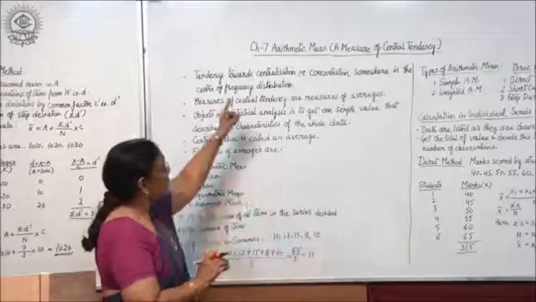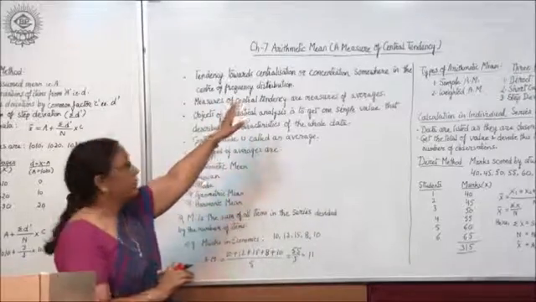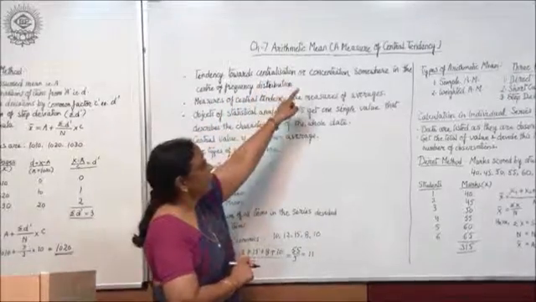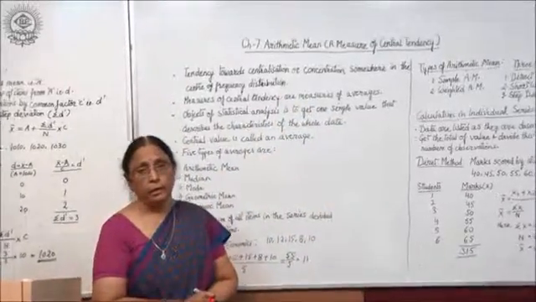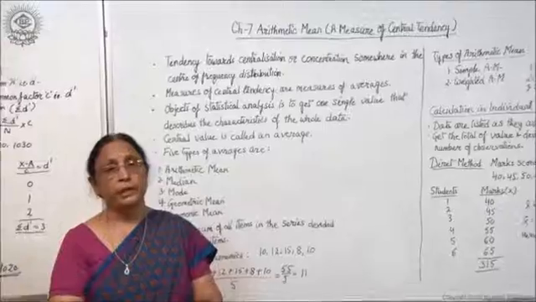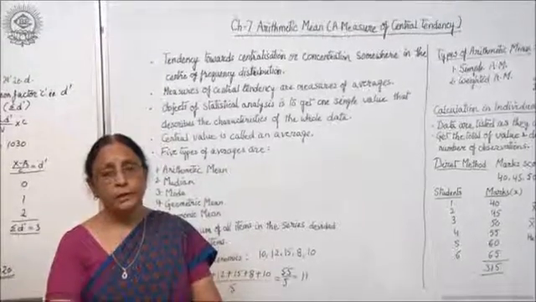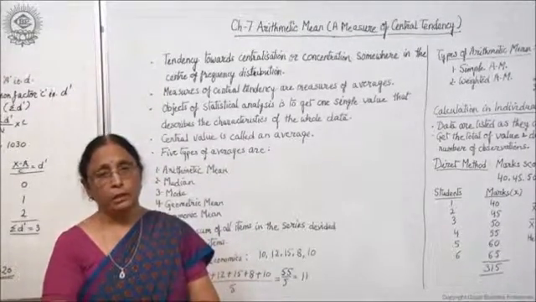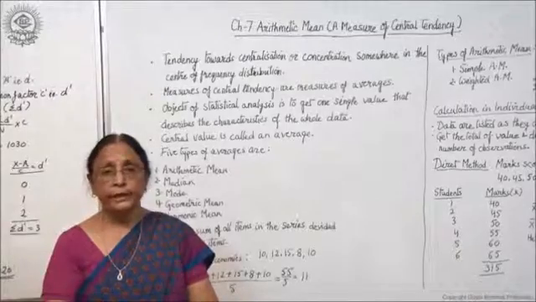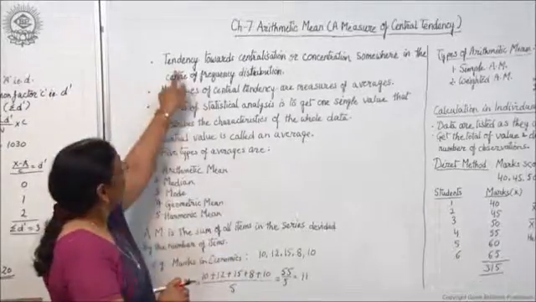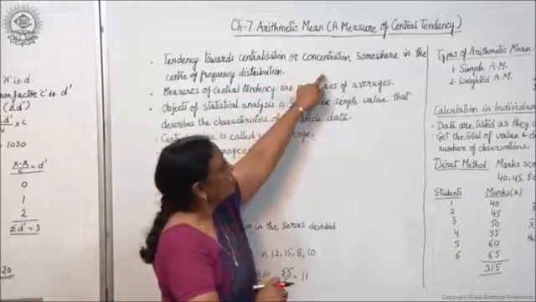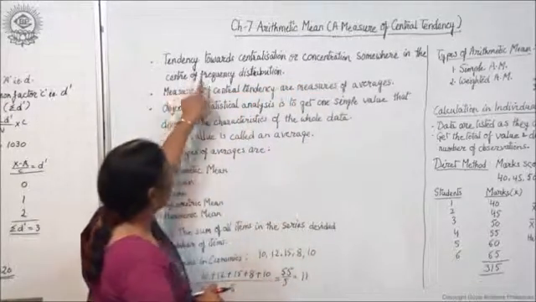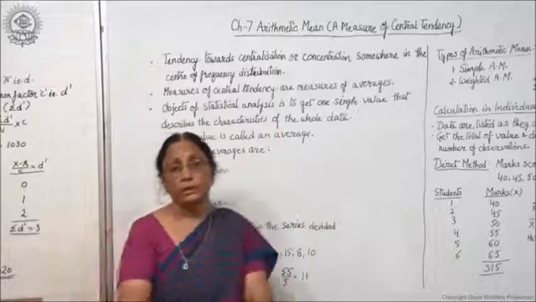Now this is the 7th chapter according to your syllabus. This is arithmetic mean. This is a measure of central tendency. Arithmetic mean is considered a measure of central tendency. Now what do you mean by central tendency? This is a tendency towards centralization or concentration somewhere in the center of a frequency distribution.